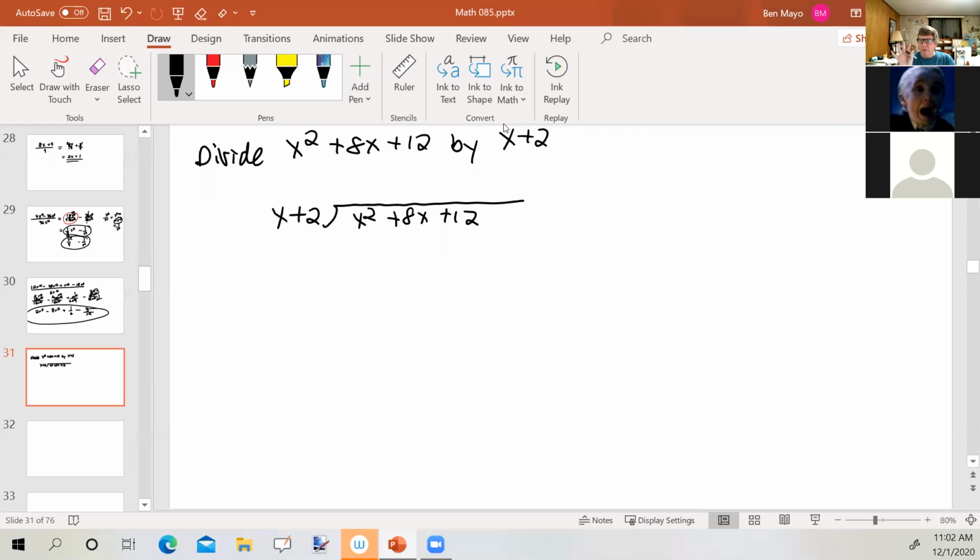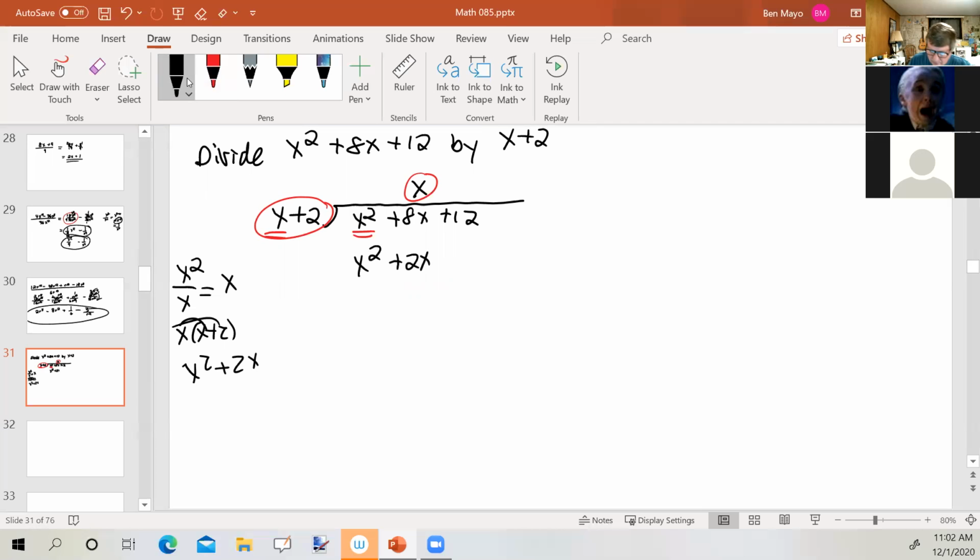We want the dividend and the divisor to both be in descending powers of the variable. In this case, they already are. So then we start by focusing on the leading term inside and the leading term outside. We take the leading term inside divided by the leading term outside. x squared divided by x is x. So we put that up on top. Then we take this times all of that. So we've got x times x plus 2, which is x squared plus 2x, which we write down below here.